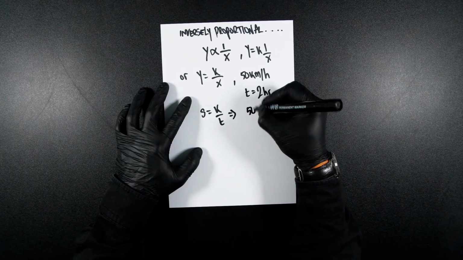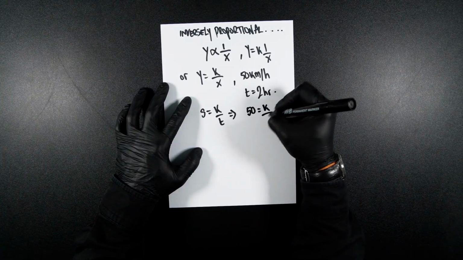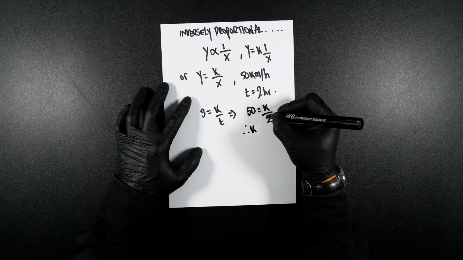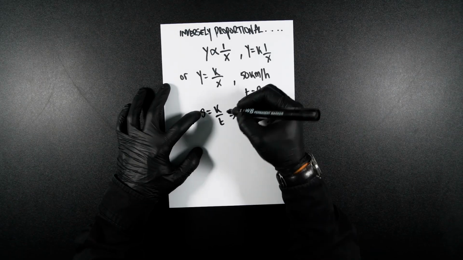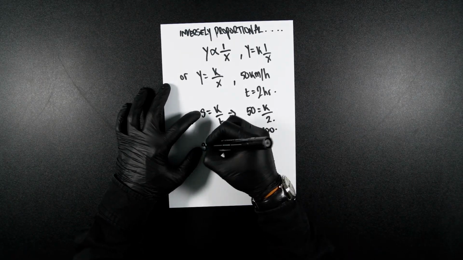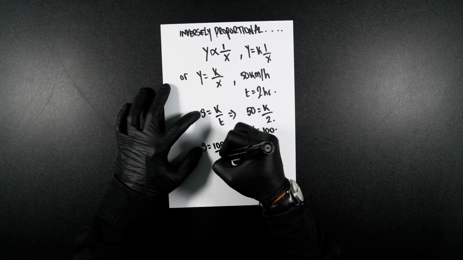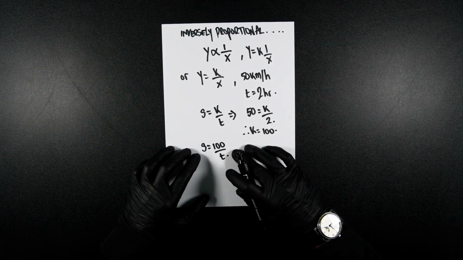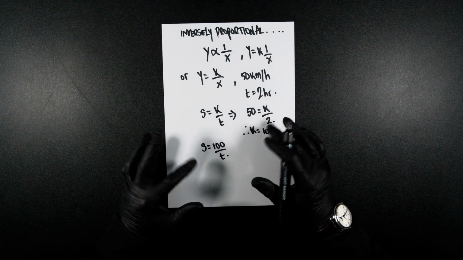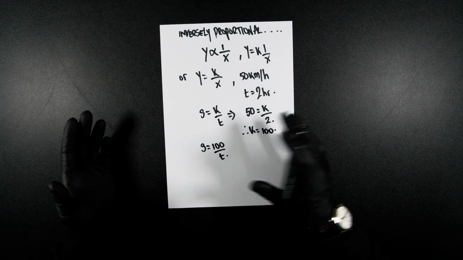That's going to be 50 equals k over 2. Therefore, multiplying both sides by 2, k equals 100. So now we plug that back in here. You're going to get s equals 100 over t. So we've now found the general formula for the inversely proportional relationship between speed and travel time.